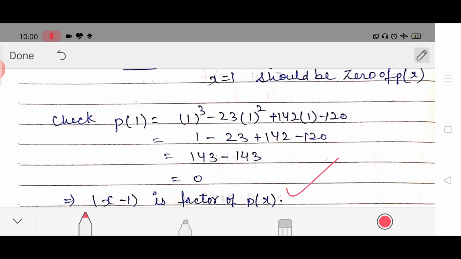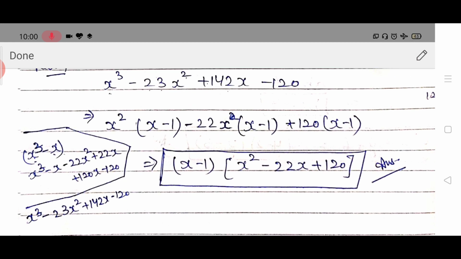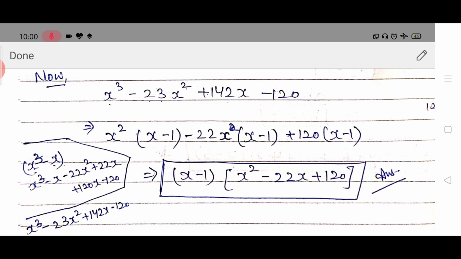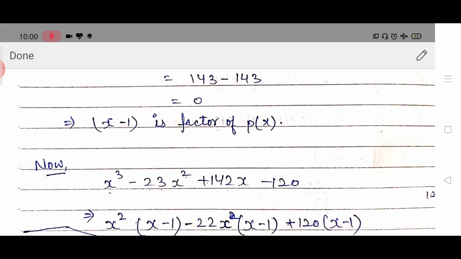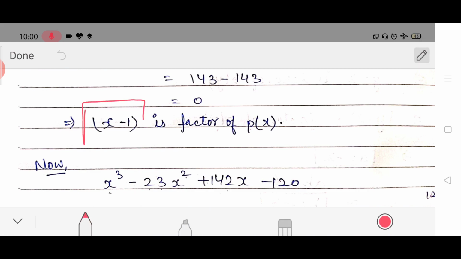So to find the second factor, this is the method. You should keep in mind each and every step I am telling you. In this step, we have got x - 1 as the factor. Keep in mind that x - 1 was our first factor.